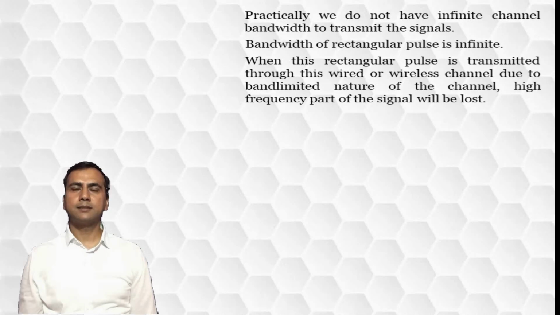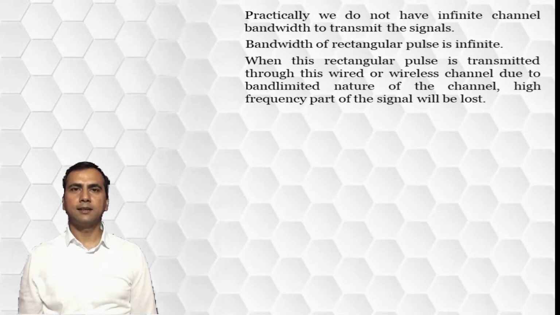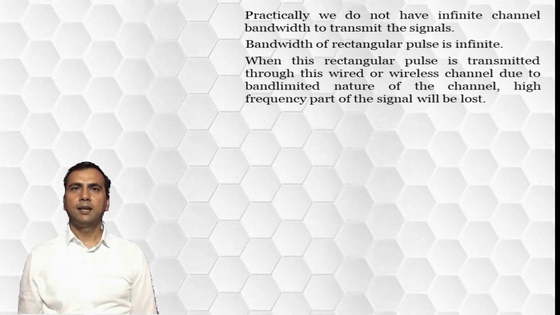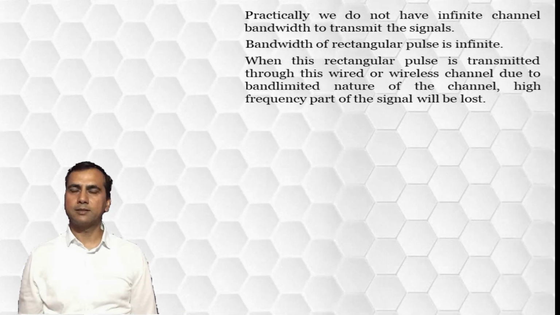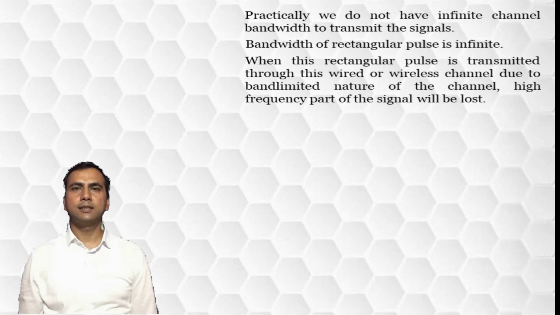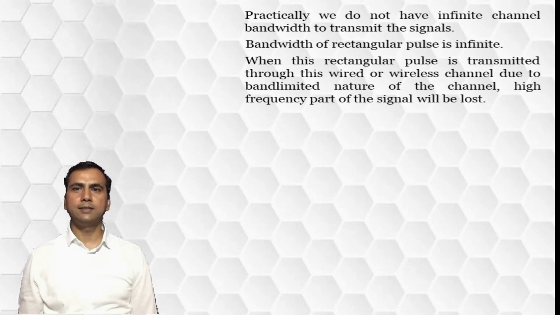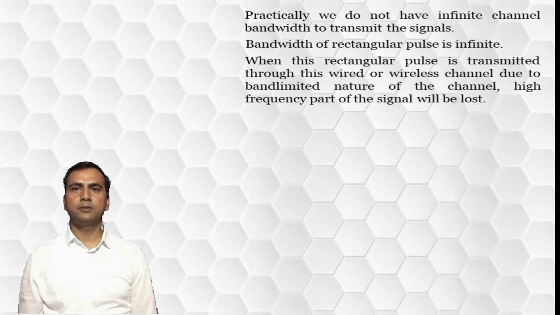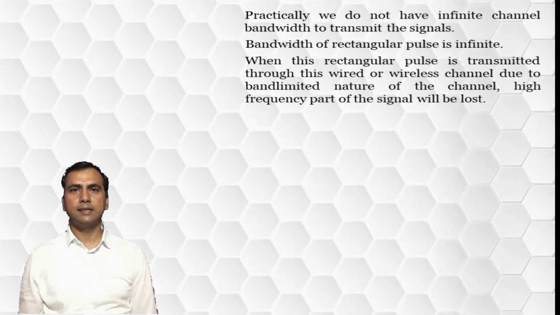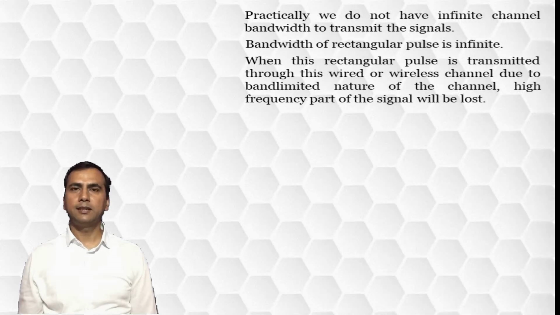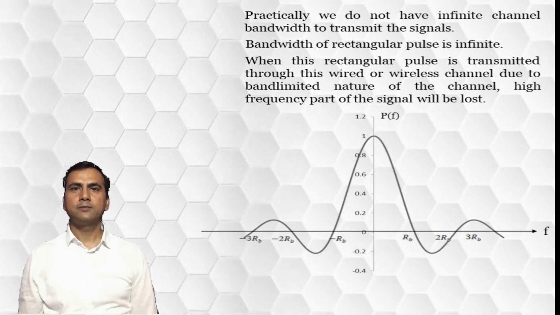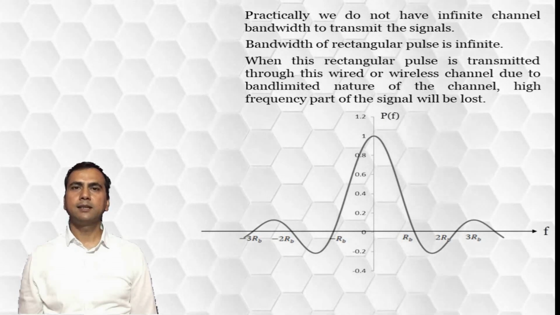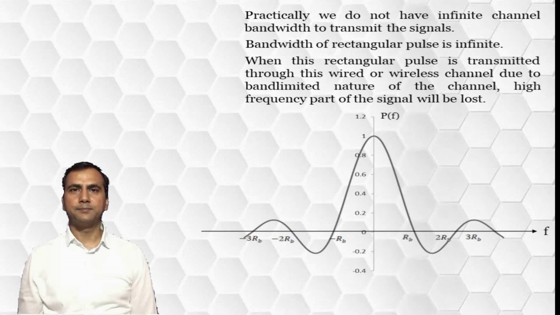So when this rectangular pulse is transmitted through this wired or wireless channel, due to the band limited nature of the channel, the high frequency part of the signal will be lost and only the low frequency part of the signal will be transmitted. So some of the side lobes of high frequencies are not transmitted. The high frequency part of the signal corresponds to fast changes in the signal in time domain. Since we have transmitted a rectangular pulse, fast changes correspond to the edges of the pulse. Thus the rise and fall time of the pulse increases and the signal becomes a little smoother at the edges.